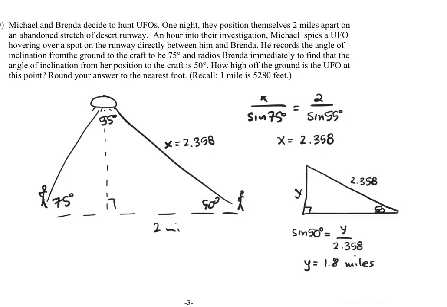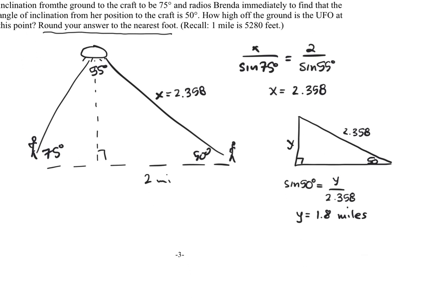But it wants the answer to be to the nearest foot. So now we need to convert 1.8 miles into feet. So 1.8 miles. We can use a conversion factor here. We want miles in the bottom. So 1 mile is 5,280 feet. So now miles will cancel, and this will give us the answer to the nearest foot, which is 9,504 feet above the ground.